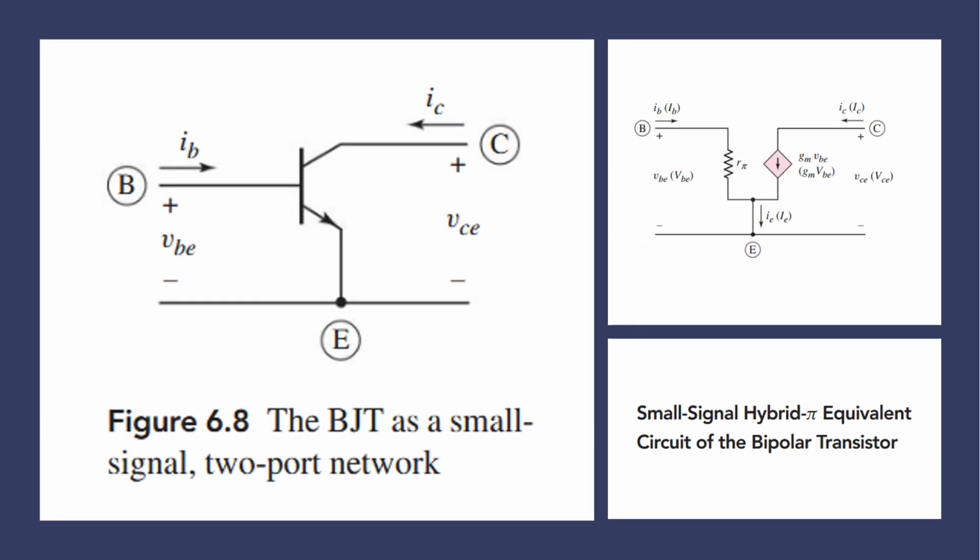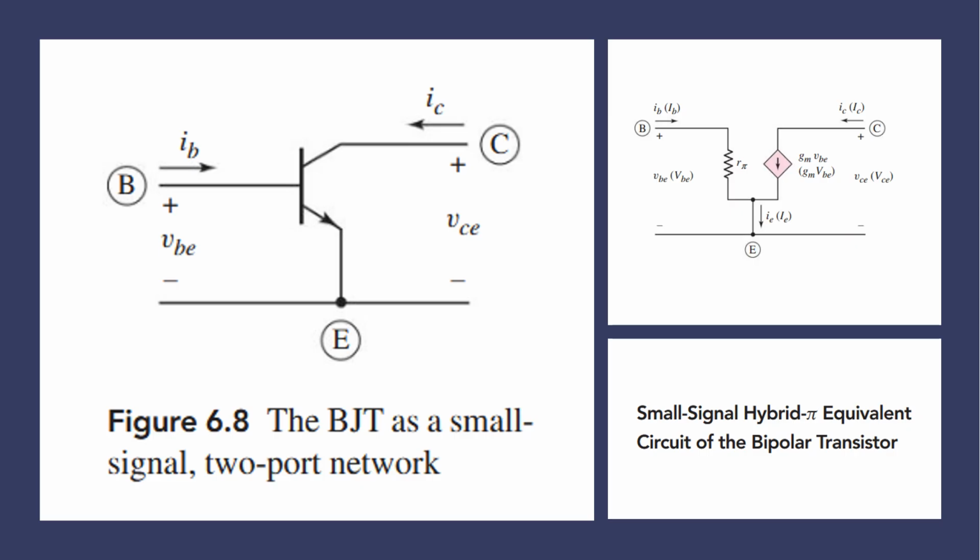Now coming to the AC analysis. How will your BJT behave if you supply some AC voltage? So here is the slide. Just check, the left side is representing the BJT and the right side is representing the equivalent circuit. This slide belongs to the small signal hybrid pi equivalent circuit of the bipolar transistor.